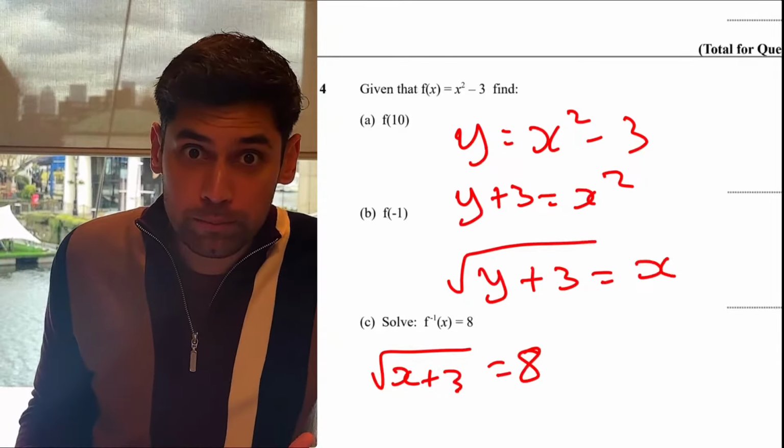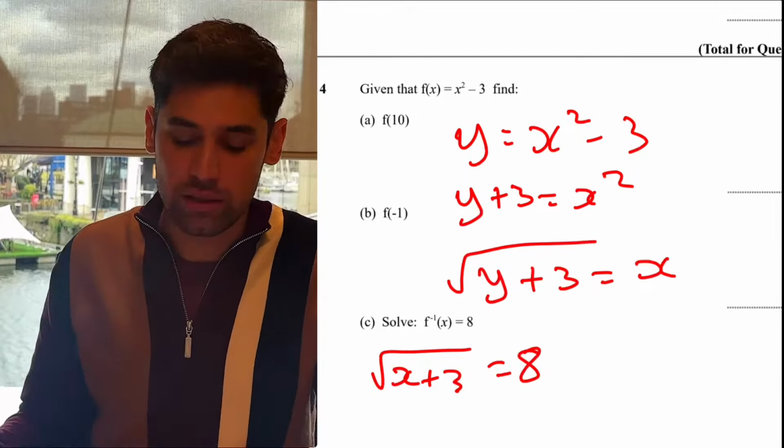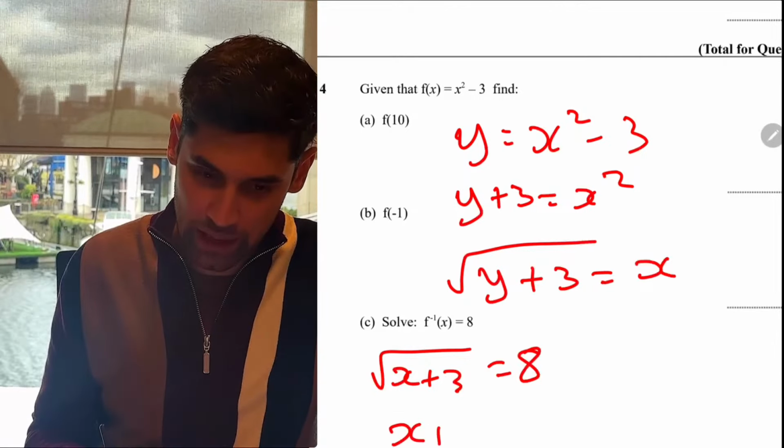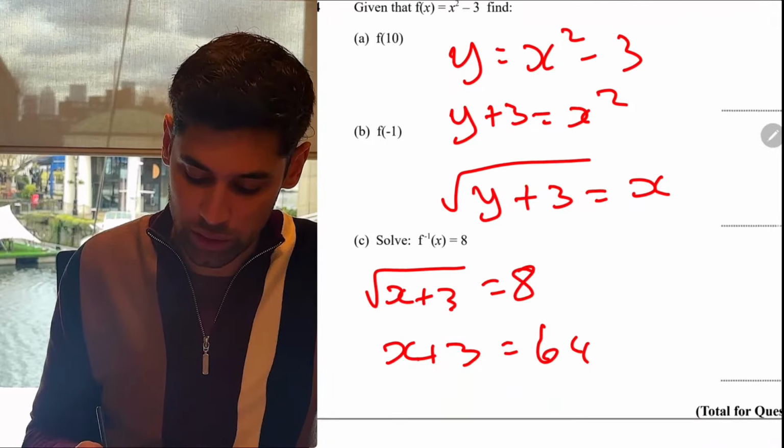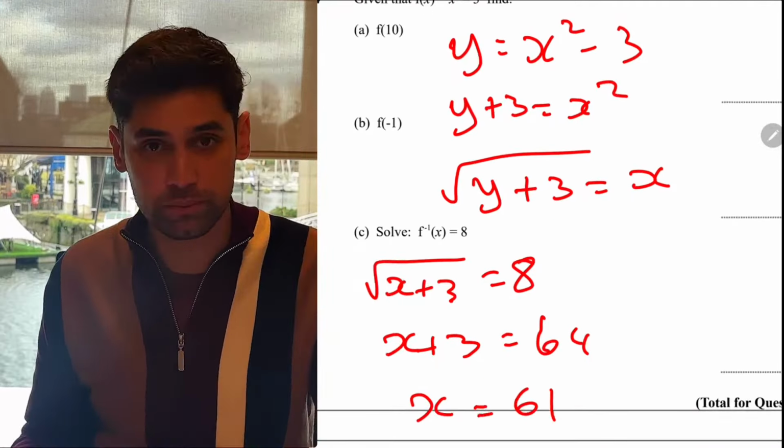And now we're going to solve this. How do we solve x? Well, by making it the subject. So we're going to square both sides. x plus 3 equals 64. And then we're going to minus 3 from both sides. x equals 61. And that's it.